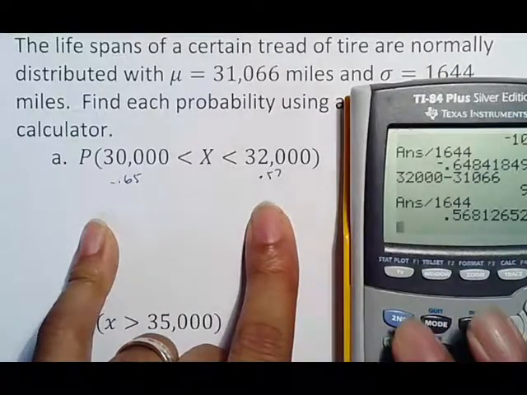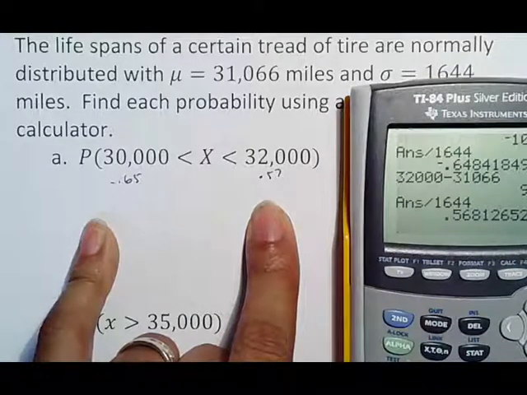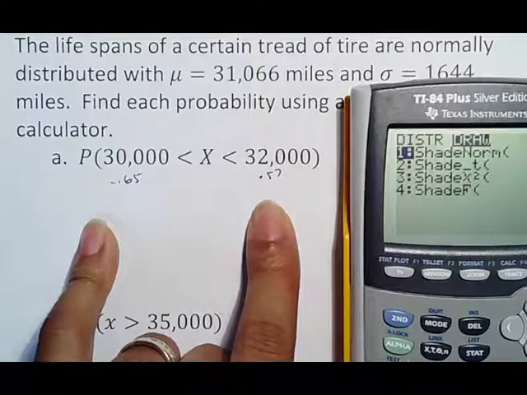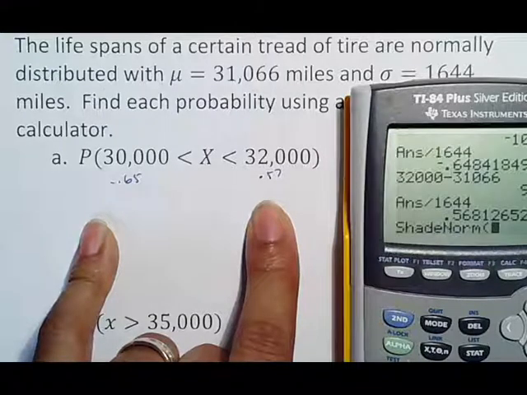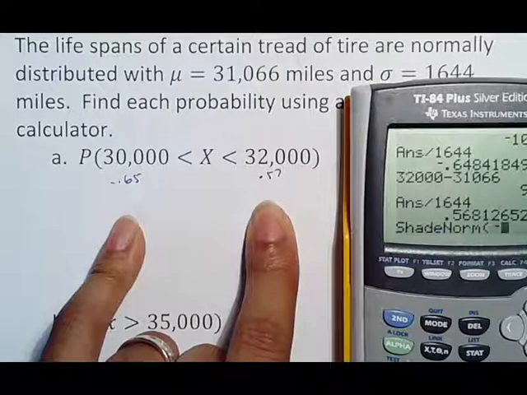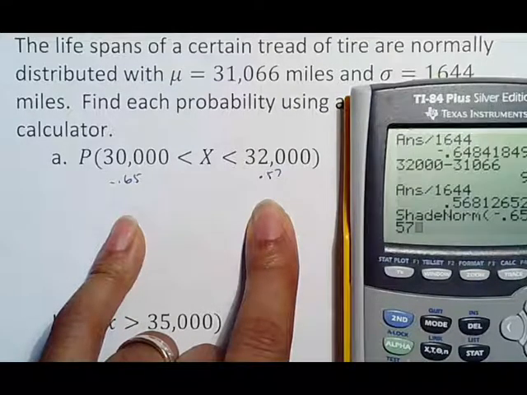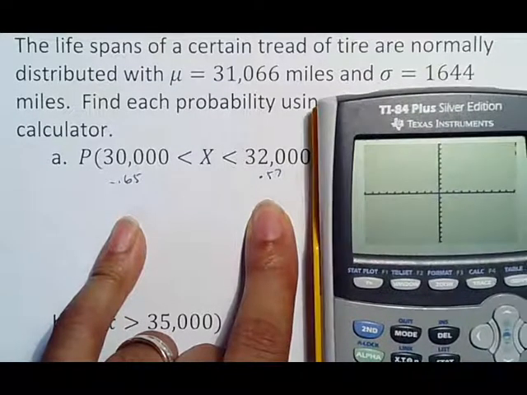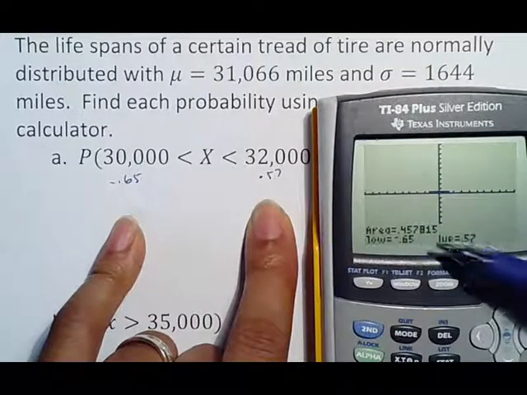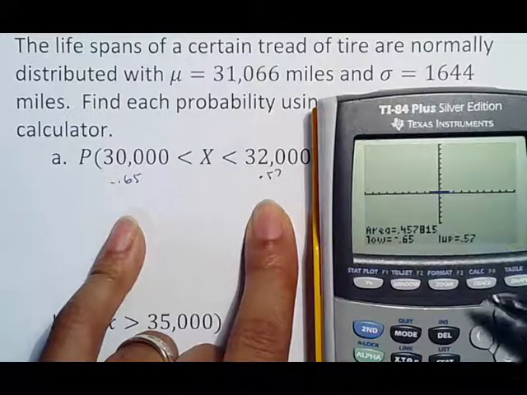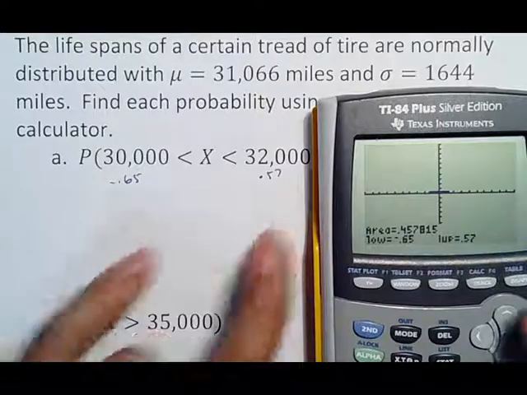Now you do your second distribute, go over to draw, shade norm, and then use these two numbers, so negative 0.65 comma 0.57. I don't think you need to close the parenthesis there, and maybe you don't see the graph, but it does still give us the area, which is 46%.